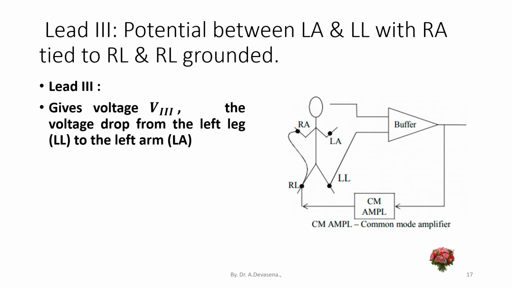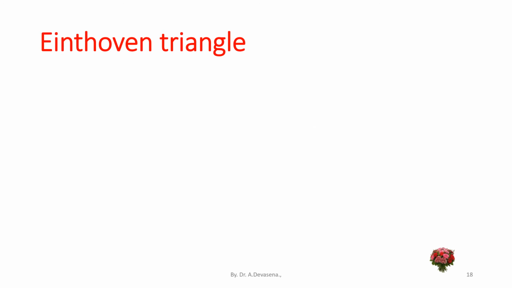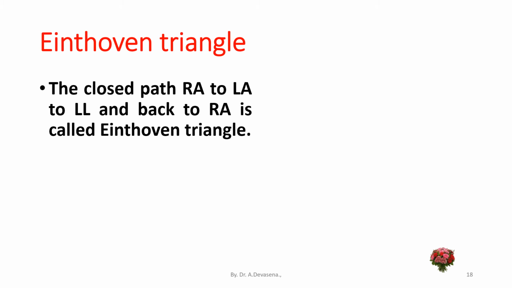The leads connected from the left arm and left leg are given to a buffer amplifier. The output of the buffer amplifier is connected to the common mode amplifier. The output of the common mode amplifier is connected to the right leg.